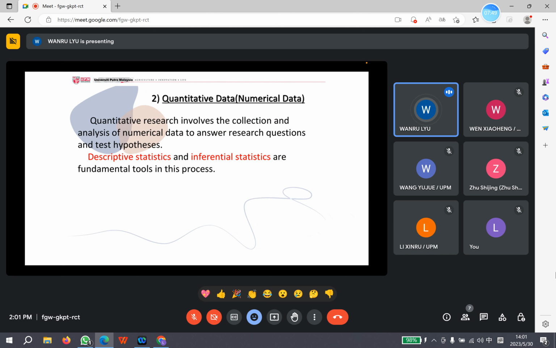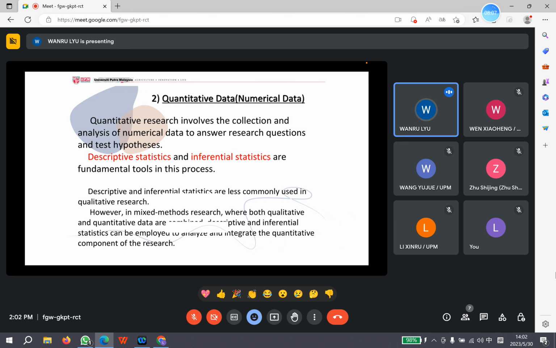Besides all of this, there are two concepts that we always see when we talk about quantitative data: descriptive statistics and inferential statistics. But I will not say too much about this because our group member will explain more details. Just be aware that descriptive and inferential statistics are less commonly used in qualitative research. However, in mixed method research, where both qualitative and quantitative data are combined, these two kinds of statistics can be employed to analyze and integrate the quantitative component into the research.